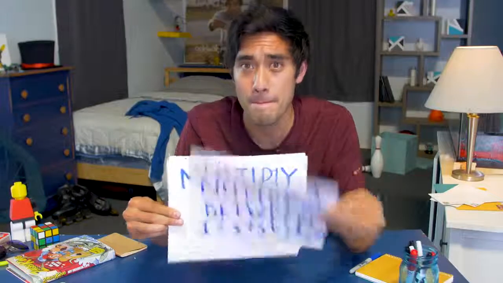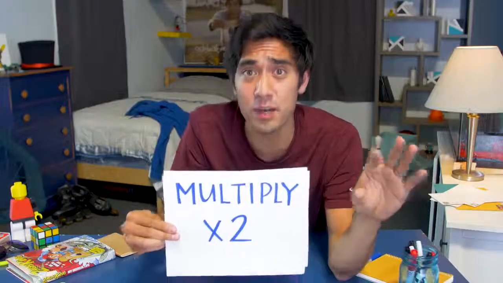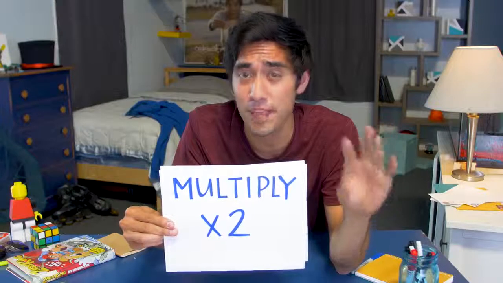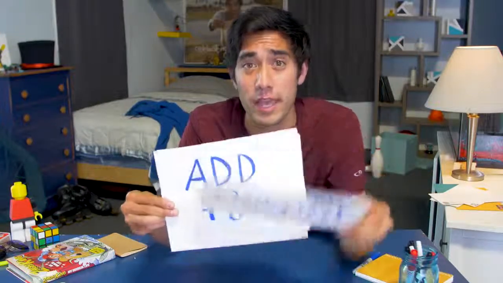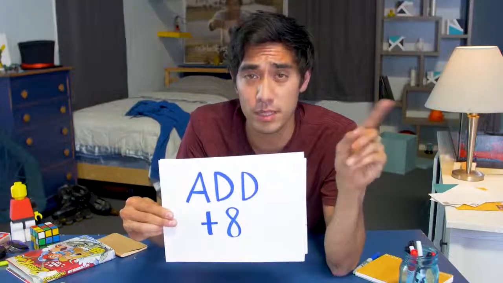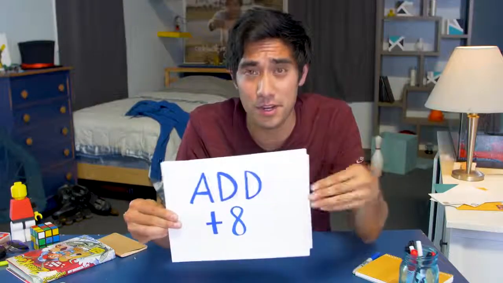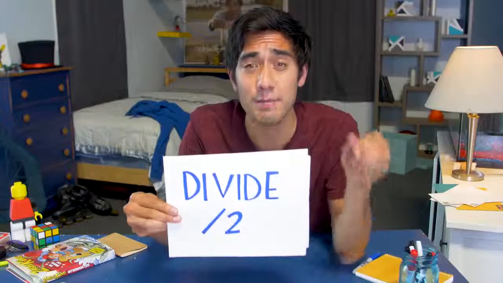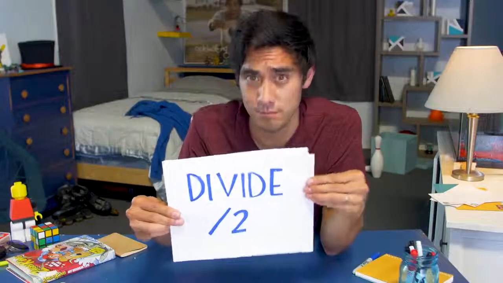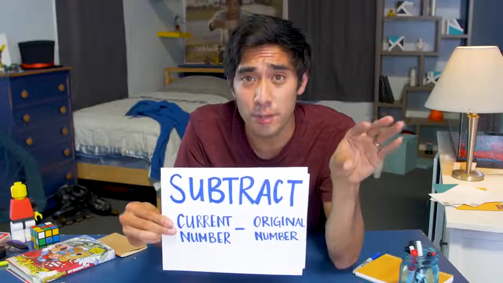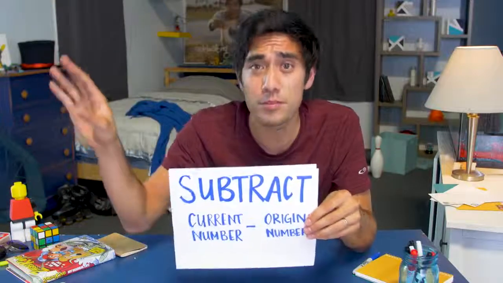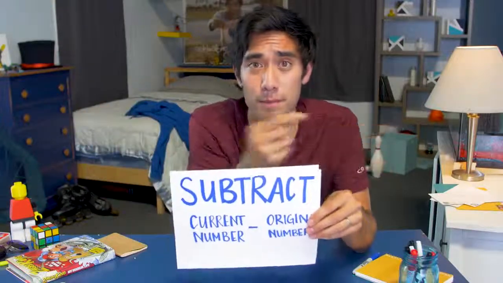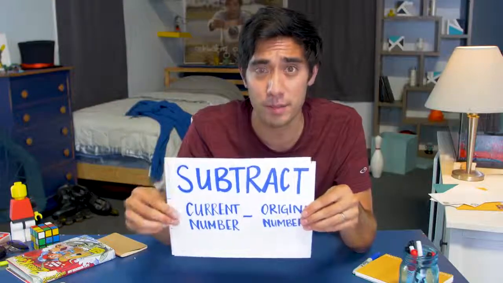Got the number? Good. Multiply that number times 2. If you need your phone calculator right now, if you're pulling that out, that's totally fine. Okay, add 8 to that number, plus 8. Now that you're caught up, go ahead and divide by 2. Now take your current number and subtract the original number that you thought of, the 1 through 10 number. Current number minus 1 through 10 number.